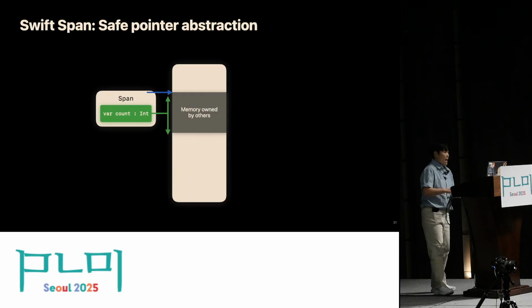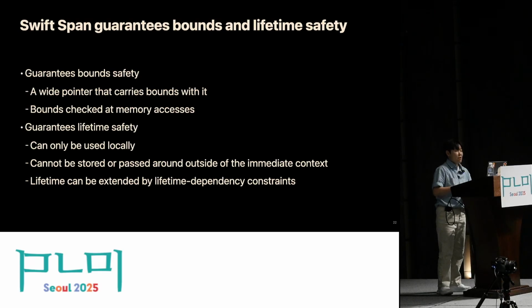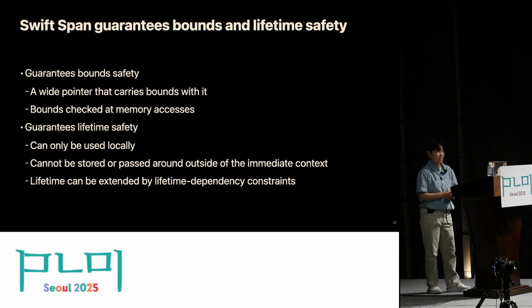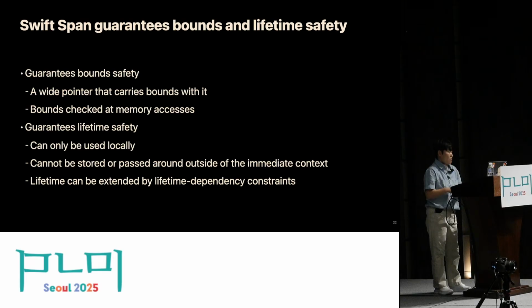So, Swift has recently introduced a safe pointer abstraction called span. Span is a safe view of contiguous memory owned by others. Span guarantees bounds safety by tracking the bounds information and performing bounds checks at memory accesses. It also guarantees lifetime safety. Swift enforces that spans cannot escape the immediate context or cannot be used beyond the lifetime of the objects they depend on.